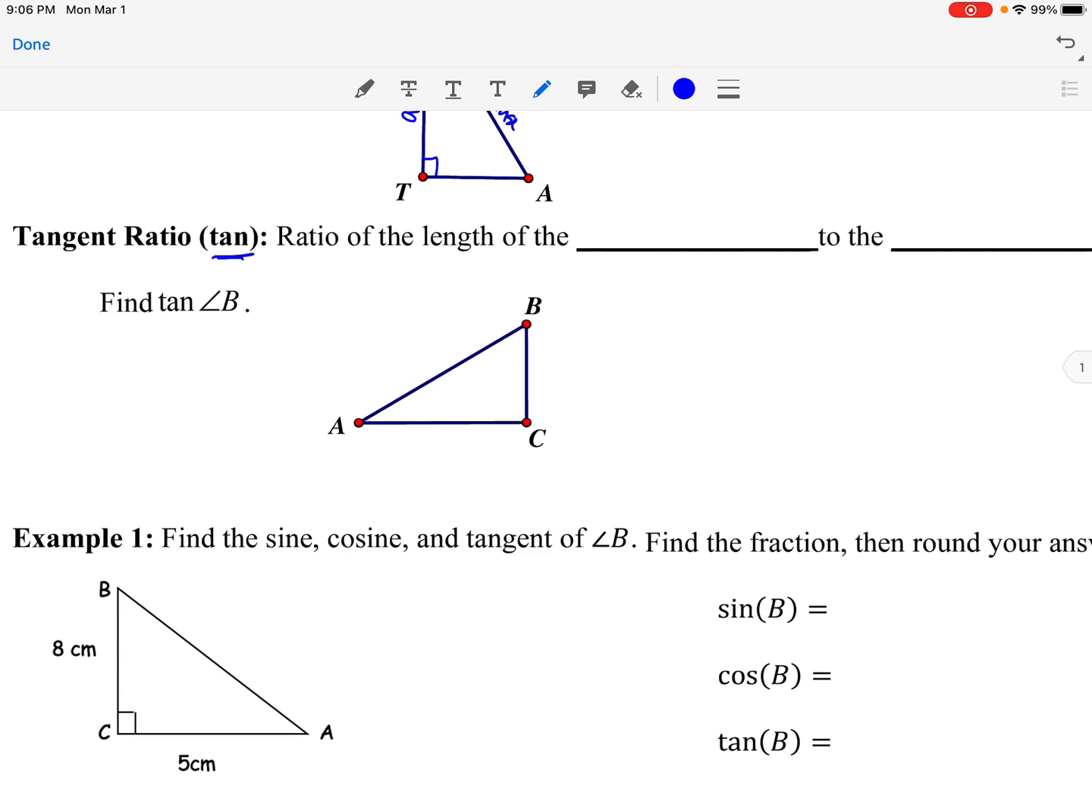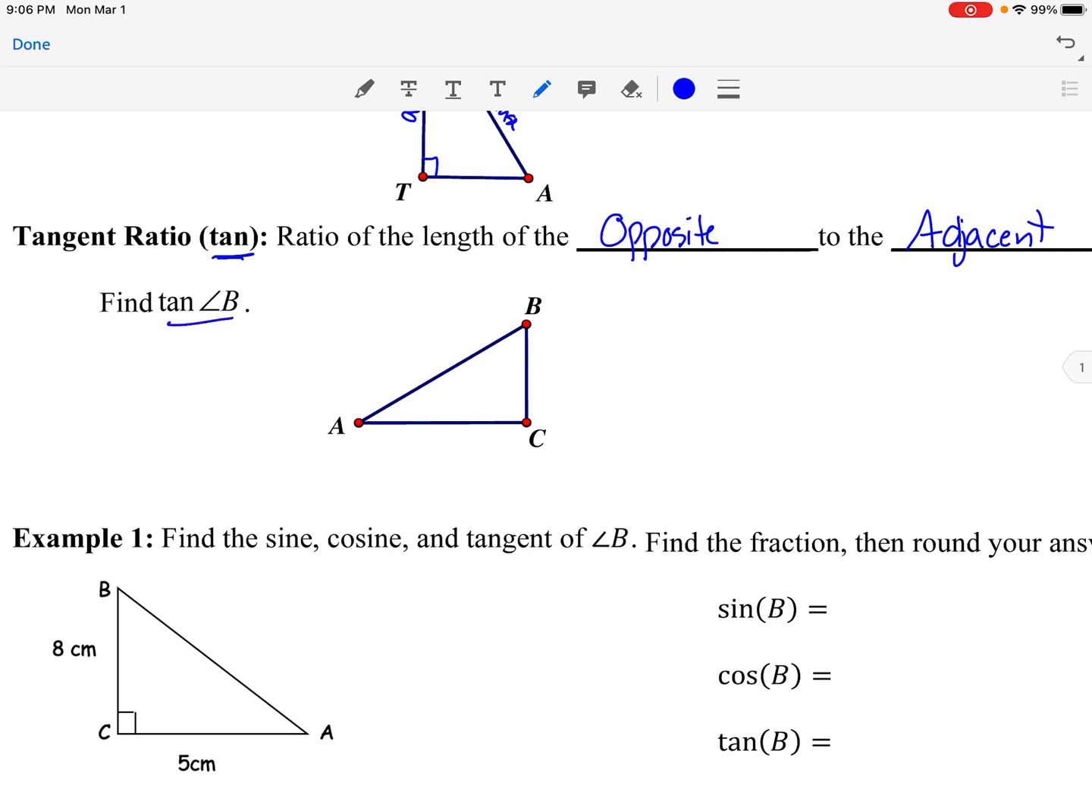Our third one is tangent, and it's notated as TAN. This is the ratio of the length of the opposite side to the adjacent side.